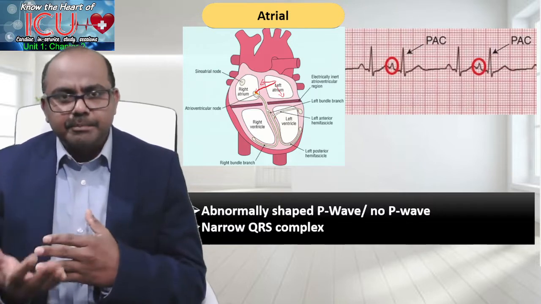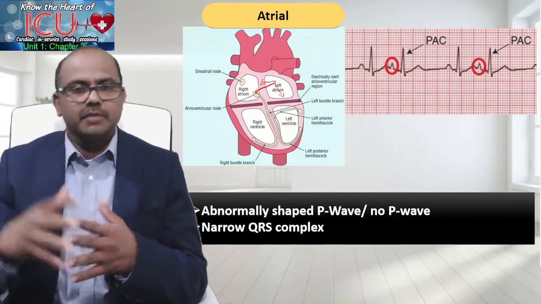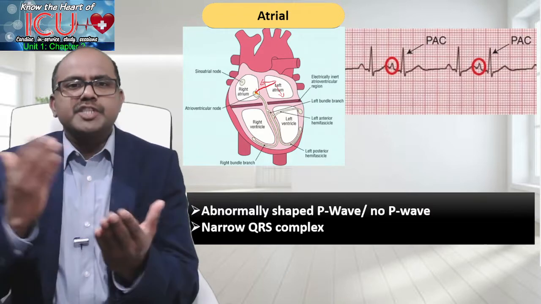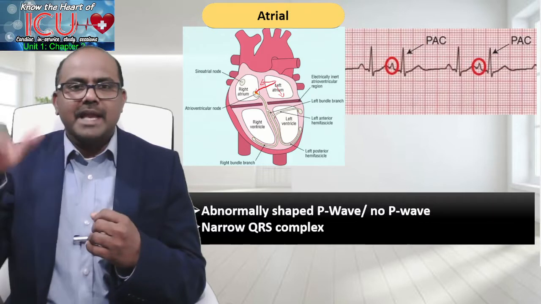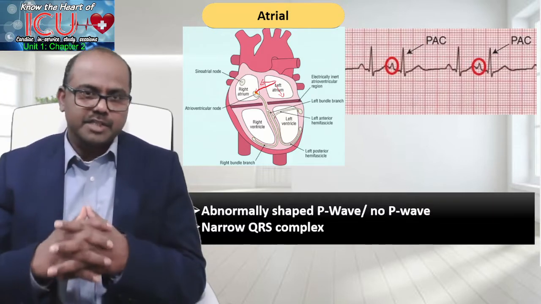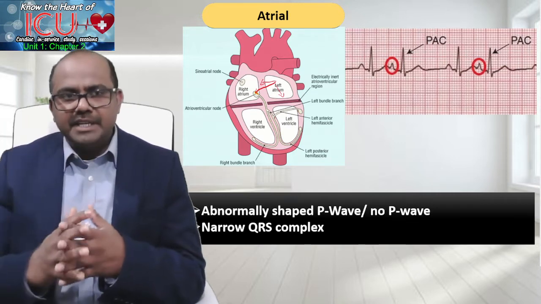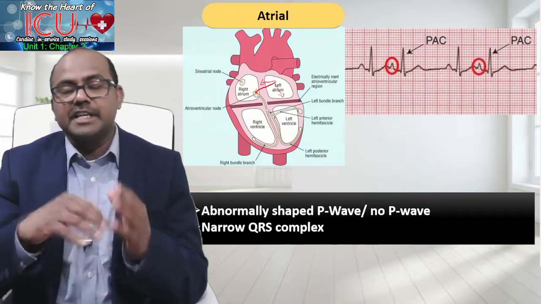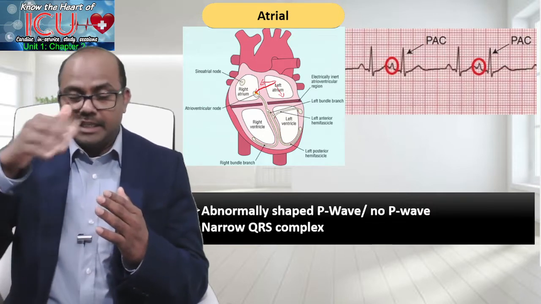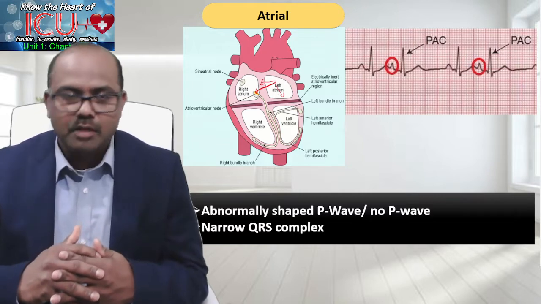Usually an atrial impulse will have an abnormal P wave. Based on which atria the impulse originates from, it can have an abnormal pattern. So it can have inverted P waves in multiple leads. If it's an abnormally shaped P wave, yes, it's atrial. And if you have inverted P waves in multiple leads, yes, that's an atrial complex.